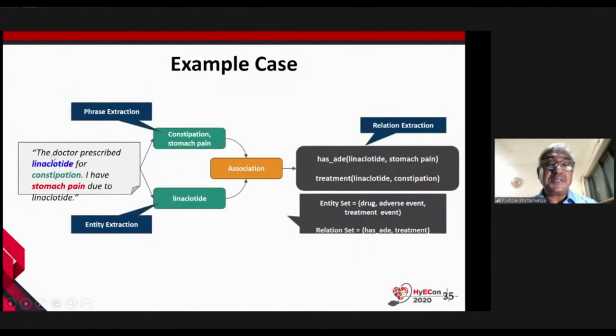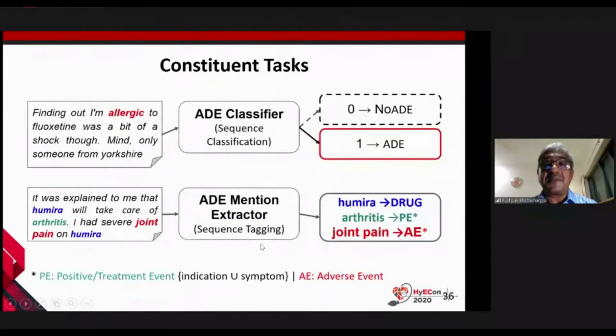So an example would be this: the doctor prescribed linaclotide for constipation. I have stomach pain due to linaclotide. So here the association is between constipation, stomach pain, and linaclotide, and the entity linaclotide has to be extracted. The phrases like stomach pain and constipation also have to be extracted. And then we find a structure emerging where the adverse drug effect from linaclotide is stomach pain. Treatment caused by linaclotide is constipation. So we have to carefully isolate the adverse drug reaction from the beneficial treatment which comes from the drug.